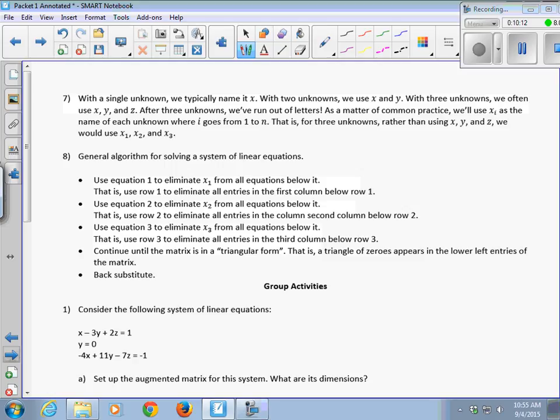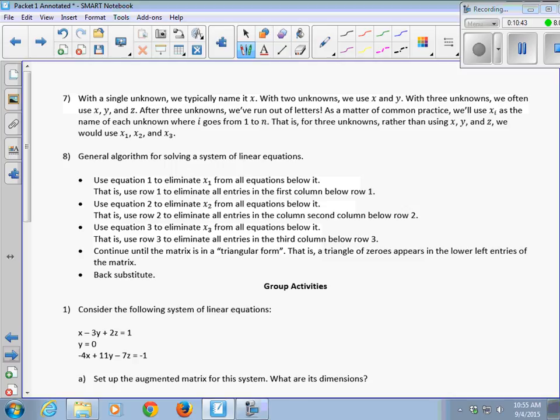All right, so with a single unknown, we've always been calling it X, forever. With 2 unknowns, we typically use X and Y, and with 3 unknowns, we use X, Y, and Z. But after 3 unknowns, we've run out of letters. So as a matter of common practice, we use X sub I as the name of each unknown, and I will go from 1 to however many unknowns we have. So for 3 unknowns, instead of X, Y, Z, we would use X1, X2, X3.